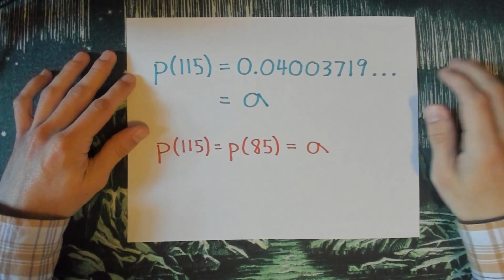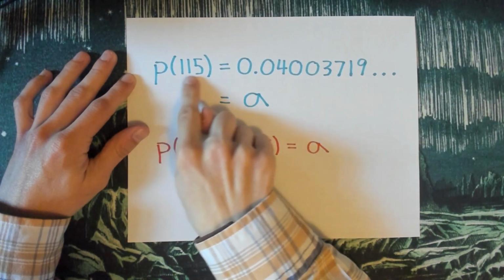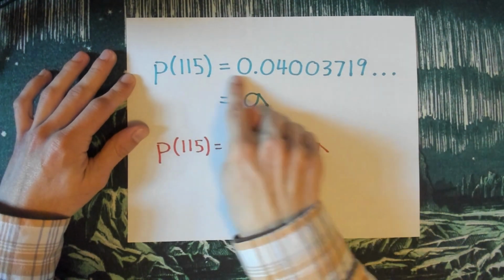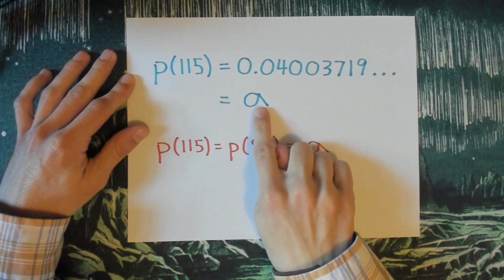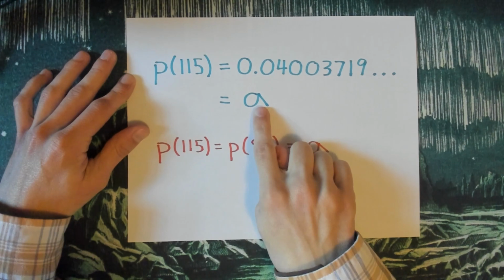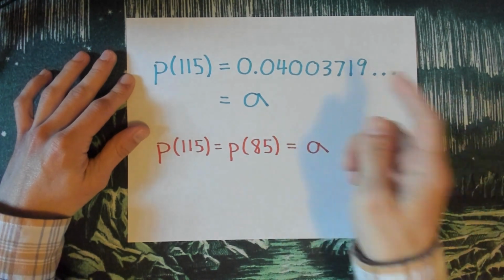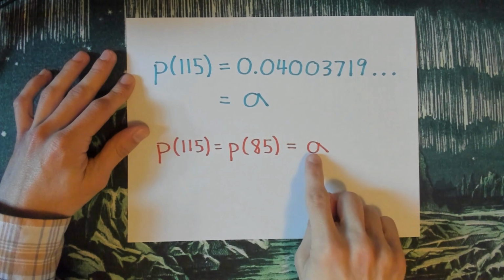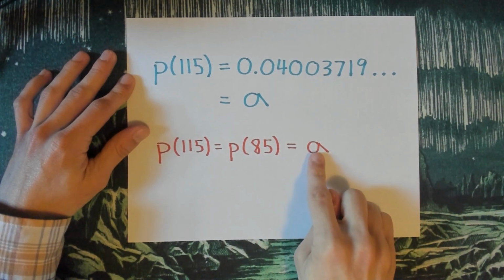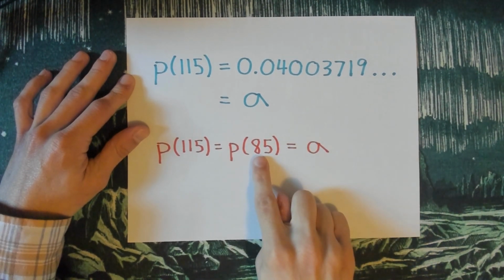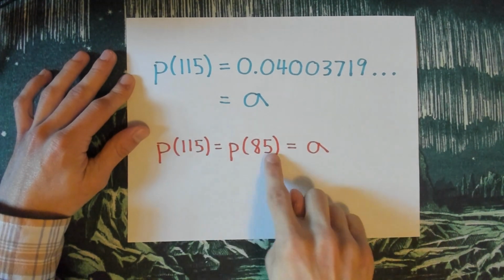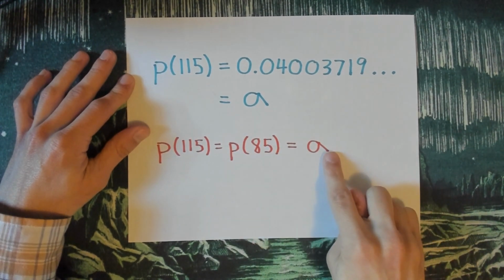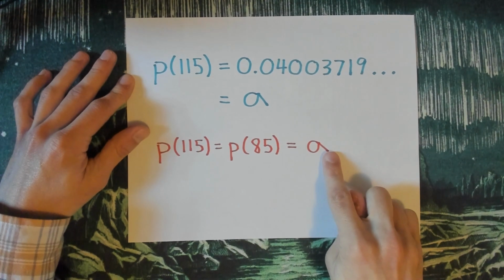The p-value associated with getting 115 heads is going to be this very particular number, which I will refer to as little a. It's about 4%. And there is one other observation that gives exactly this same p-value, little a, which would be if we observed 85 heads. So in either of these cases, we get a p-value of about 4%.